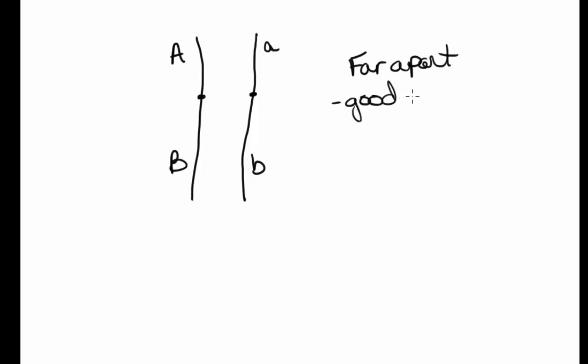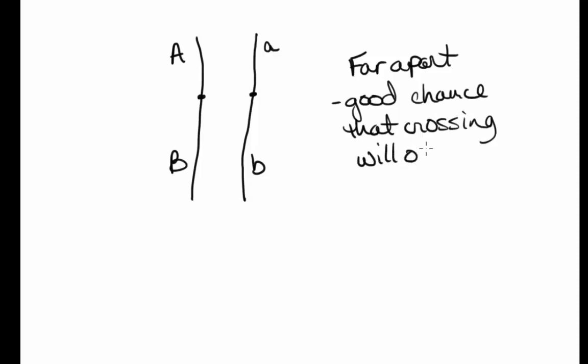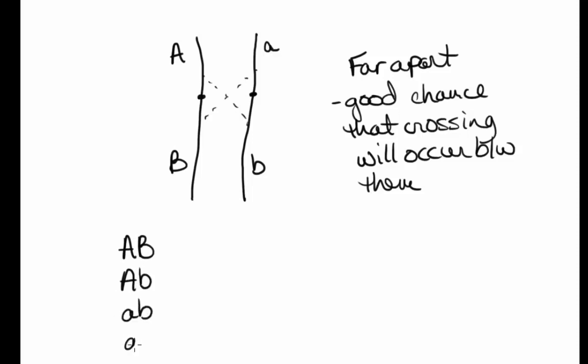So if we take a closer look at this, if we have genes that are located very far apart on the same chromosome, what that means is that there's a good chance, a high probability, that crossing over will occur between them. So very often we're going to get that little break that makes those new combinations. If that happens, we do get all of those different combinations that we listed before.